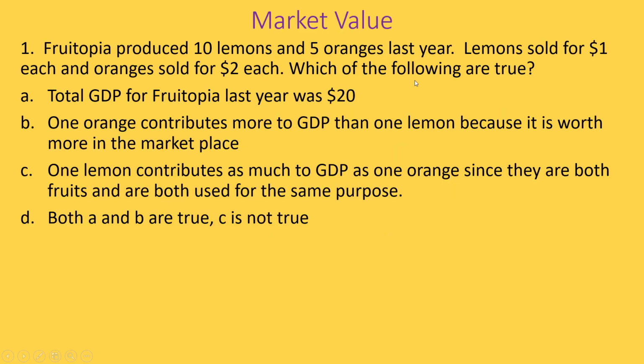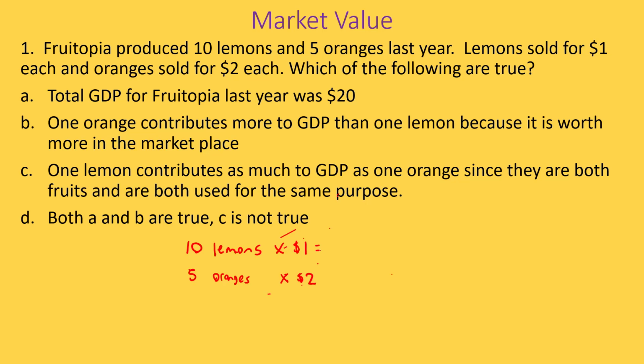So this first question just says that Fruitopia produced 10 lemons and 5 oranges last year. Lemons sold for $1 each and oranges sold for $2 each. Which of the following are true? So if you remember in class, we have to convert these things into dollar amounts. So as a nation, Fruitopia produced 10 lemons and 5 oranges. And again, we know that the lemons sold for $1 each, and we know that the oranges sold for $2 each.